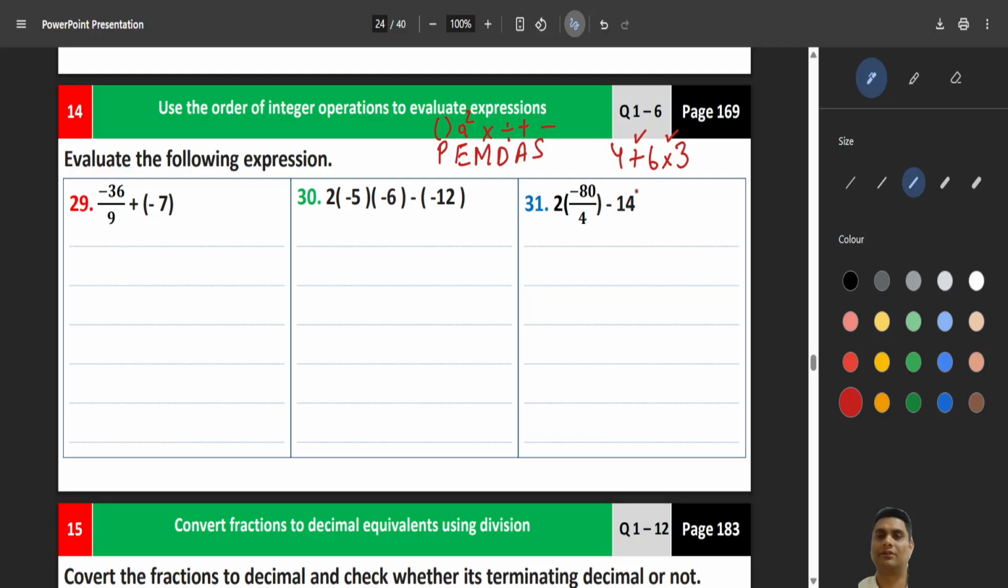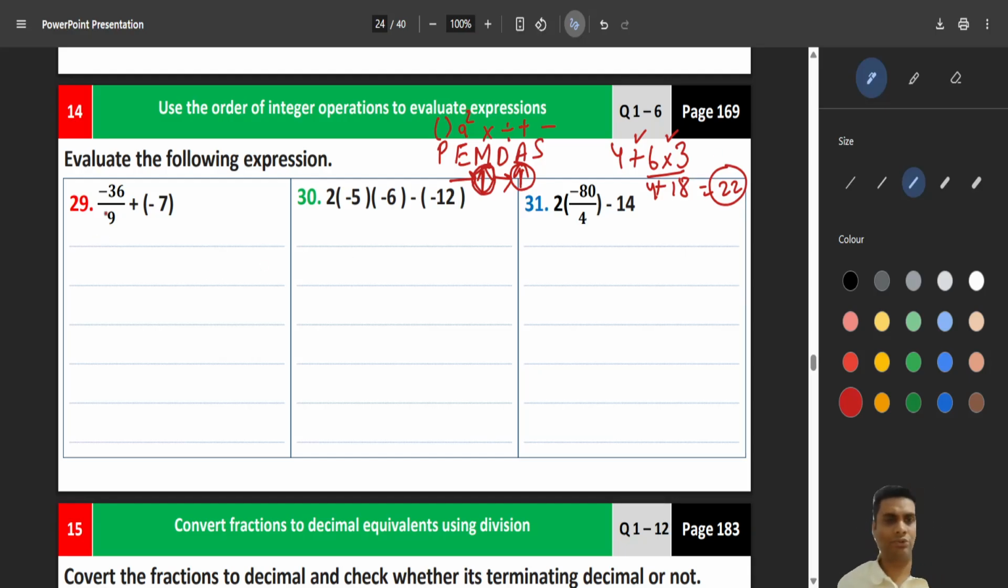Multiply or plus? For that I will check PEMDAS. In the PEMDAS, here I have multiply and here I have plus. Which one is coming first? Multiply is coming first. So you have to do multiply first and then you have to do plus. So 6 multiply 3, 18. Then 18 plus 4, 22. This is how you have to solve it. Okay.